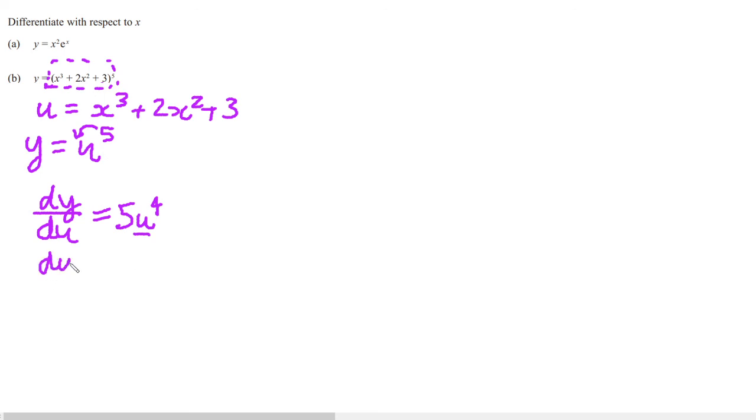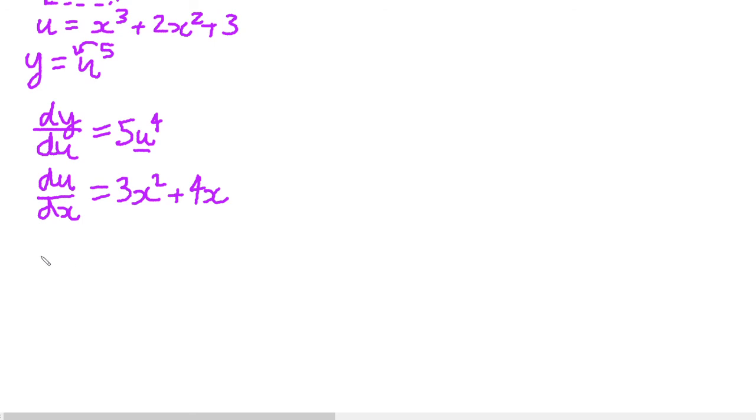And you get your du by dx, given that u is equal to x cubed plus 2x squared plus 3. Well, first the x cubed term goes to 3x squared by the power rule, bringing the 3 down to the left. And finally the 2x squared becomes 4x, bringing the 2 down to the left with the power rule. And 3 as a constant is eliminated from the situation entirely. So dy by du is 5u to the 4, and du by dx is 3x squared plus 4x.